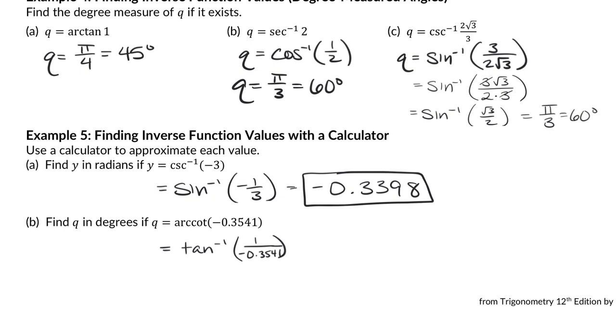Bonus question though, how should you respond to this answer? Is it in radians or degrees? Degrees. So you have to do that before you type it in. You're switching your calculator back to degree mode. Or if you're using Desmos, you're making sure Desmos is in degree mode. And then you do inverse tangent of 1 divided by negative 0.3541. How many decimal points? I like 4, but it depends on what the book is asking you to do.